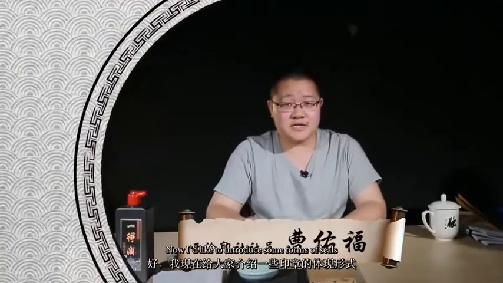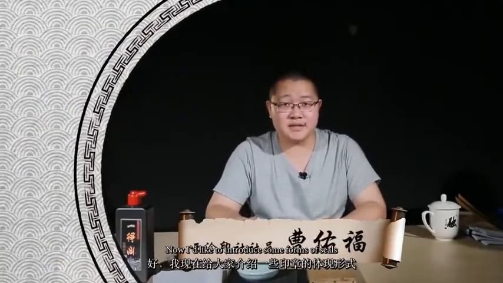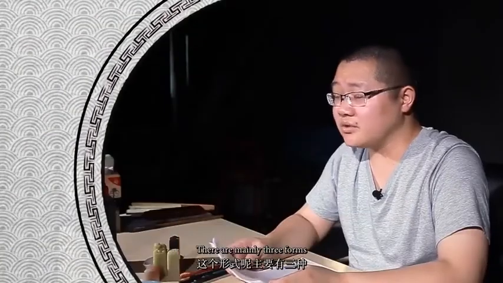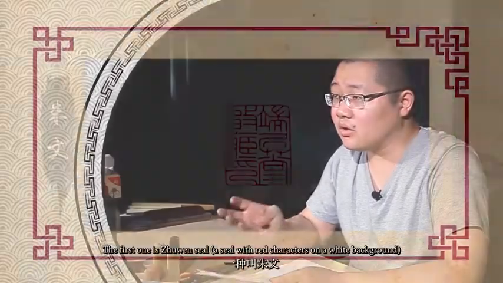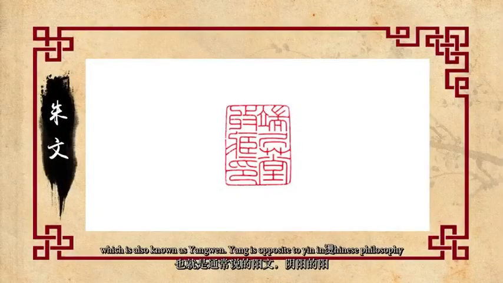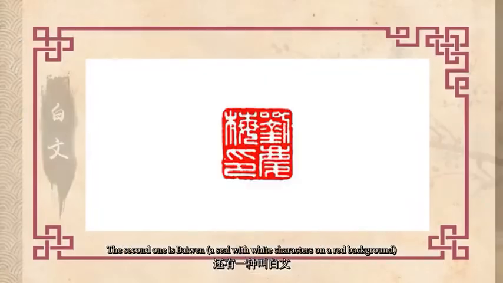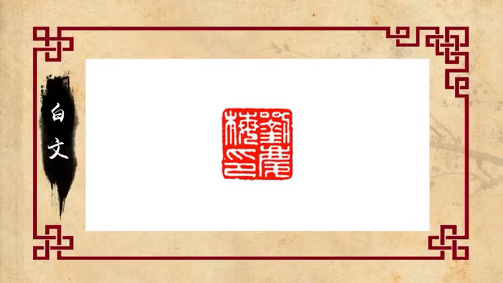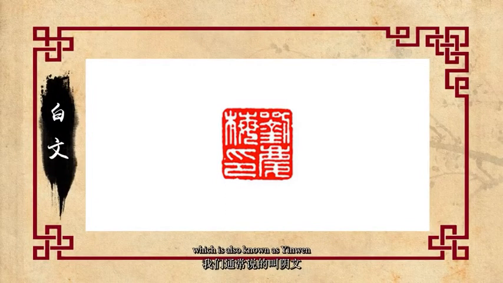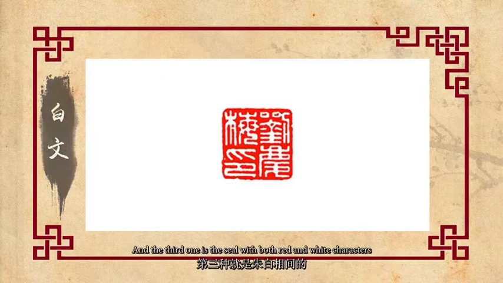Hello everyone. Now I will show you the three forms of the engraved seals. The first is called Zhuwen, with red characters on a white background, or we call it Yangwen. The second is called Baiwen, with white characters on a red background, or we call it Yingwen. The third is a blend with both red and white characters.